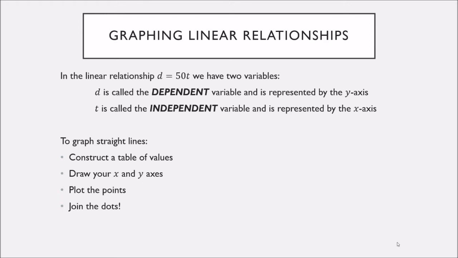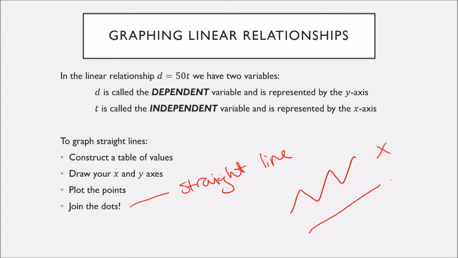When we're talking about actually graphing lines, we have to follow a few steps. Our first step, construct a table of values. Our second, draw your x and y axis, plot the points, join the dots. Now, because we are drawing linear relationships, we should have a straight line. We should not have lines that go like this. This is wrong, it should be straight.